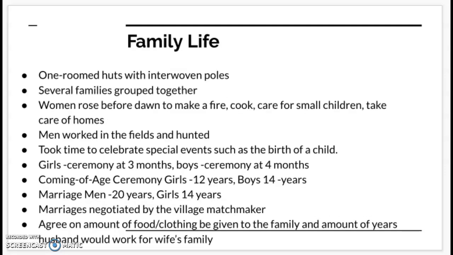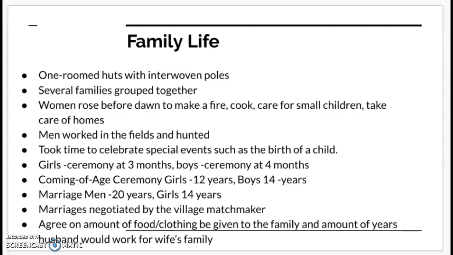Family life for the Maya. Most of the people lived in one-room huts with interwoven poles. Several families would live together, and women would often rise before dawn to make a fire, cook, care for the small children, and take care of the homes. The men worked in fields and hunted.